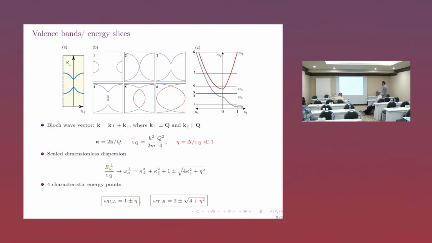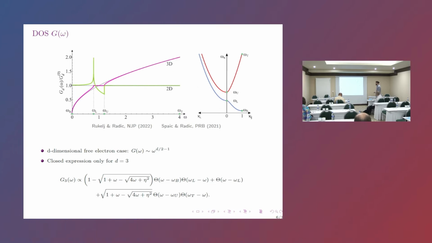Notably, there are 4 characteristic points in this two-band system, which give you the extent of the two-band model itself between omega t and omega b, and the width of the pseudo-gap region between omega u and omega l. Once you have the bands, it's only natural to calculate the single particle density of states.